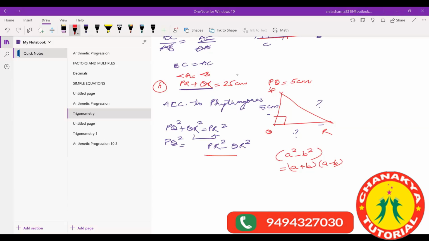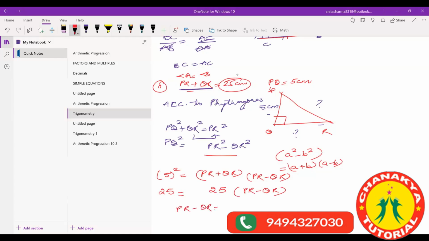Okay. So now put PQ is 5. So 5 square is equal to PR square. So you will write PR plus QR into PR minus QR by applying the property. Now, PR plus QR is given how much? 25. So you will write here 25. Right? So PR minus QR. So now value of PR minus QR is 1. This is your equation 1.